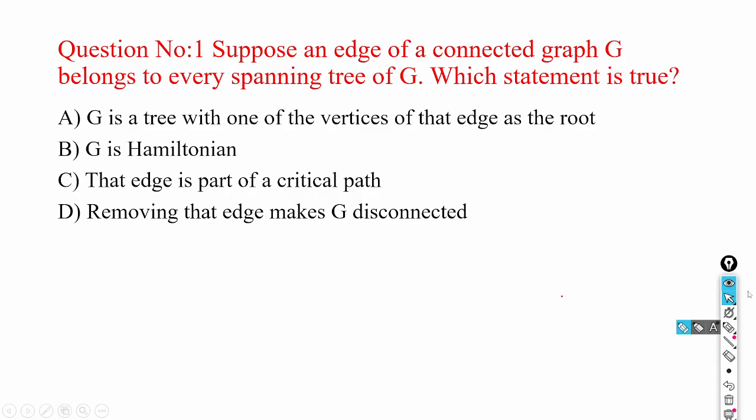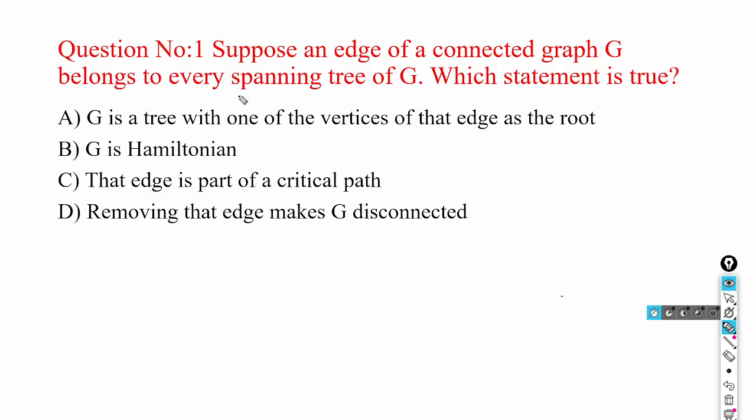Question number 1. Suppose an edge of a connected graph G belongs to every spanning tree of G. Which statement is true? G is a tree with one of the vertices of that edge as the root. G is Hamiltonian. That edge is part of a critical path. Removing the edge makes G disconnected. So let's solve this carefully.